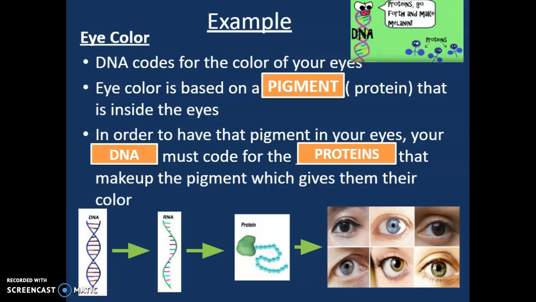So here's an example. Eye color. So DNA codes for the color of your eyes. Color is based on a pigment, okay? So it's light pigments or dark pigments that are inside the eyes. In order to have that pigment in your eyes, your DNA must have the recipe, so must have the code, for the proteins that make up the pigment, which gives them their color. So DNA must have the message or the code or the recipe to carry a specific eye color pigment. If it carries this specific eye color pigment, like blue, green, brown, that means it has the proteins to make the pigment.